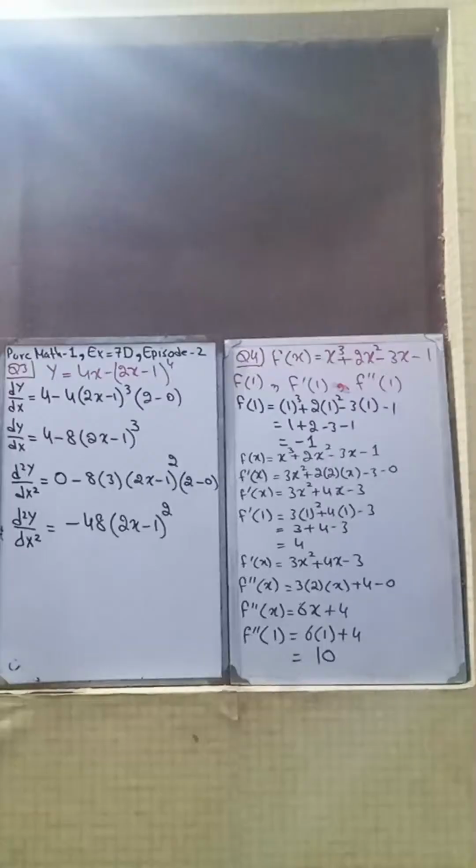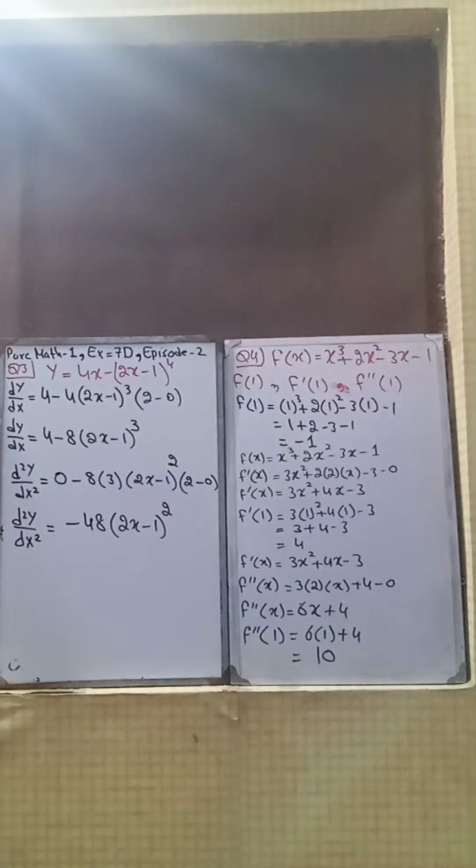A very simple, straightforward question. You see, the function was given. He asked us to find out the f of 1. Very simple. And then he asked us to find its first derivative, and in the place of x put 1. And then he asked us to find its second derivative, and in the place of x put 1. So this is how we did question number 4 of the exercise 7D.